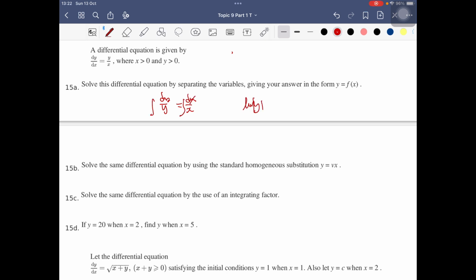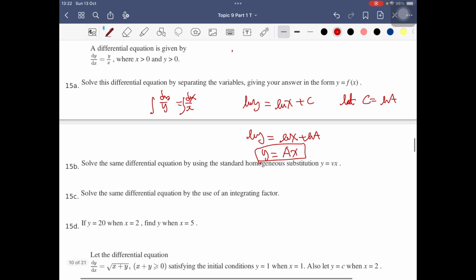Ln y. x and y are positive, so I don't need the modulus sign. So ln x plus c. So let c be ln a, then ln y becomes ln x plus ln a, and y equals ax. So this is the answer of part A.